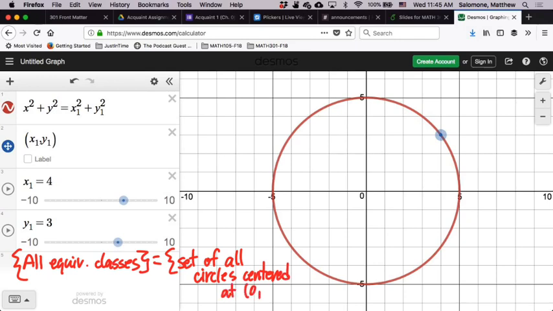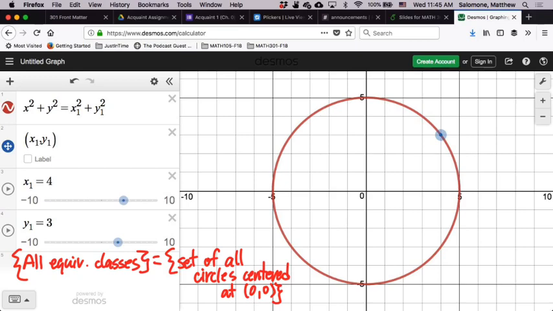How big is this set? Kind of a vague question. Infinite set? Big. It's big. Well, but how big is big? How would we understand how many elements there are in this set of all equivalence classes?